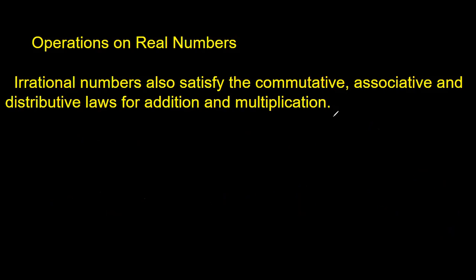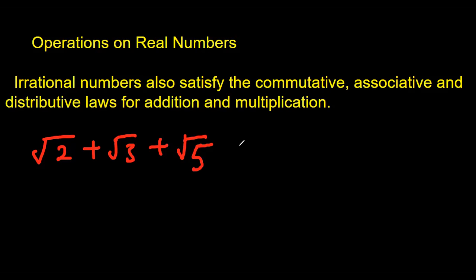Let's see whether they are associative also. They are associative as well. Let's take an example, the associative law of addition first. What we want to say is under root 2 plus under root 3 plus under root 5. These are three irrational numbers. (Under root 2 plus under root 3) plus under root 5 would be the same as under root 2 plus (under root 3 plus under root 5).